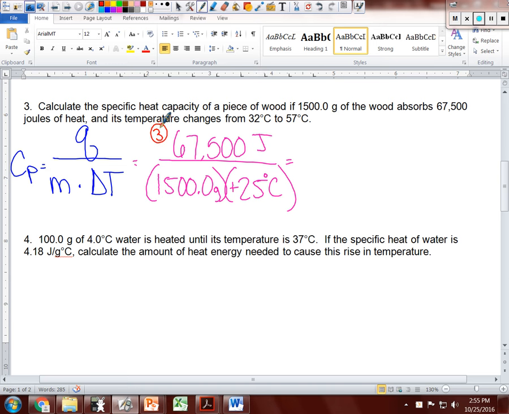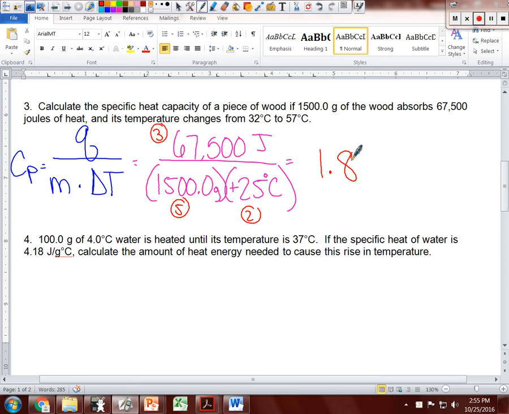3. What about 1,500.0? There are 5. And what about 25? 2. So your answer should have how many? 2. Anybody got a number? Very good. 1.8.